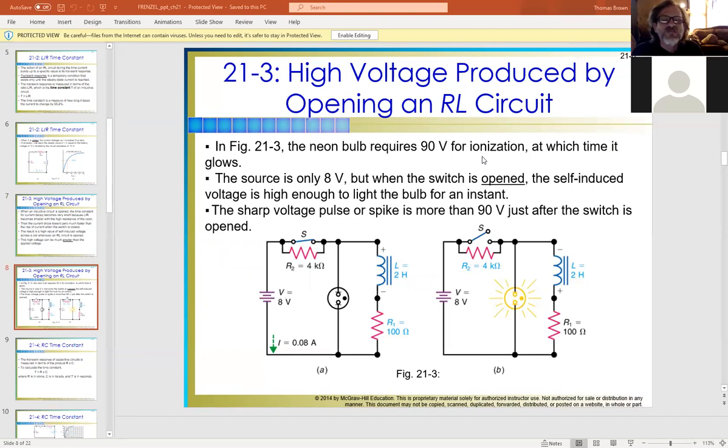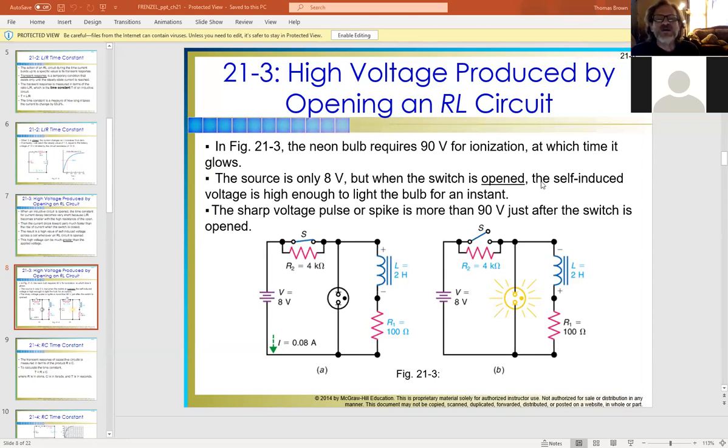So we would need 90 volts for this phenomenon to occur, at which time it's going to glow. But unfortunately, look at this. We only have an 8-volt battery source, but we need 90 volts to make this neon sign glow. How does it happen? Let's see what he's got.